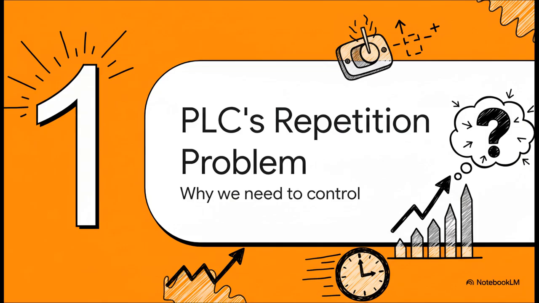Imagine a super simple instruction. Add 1 to a counter when a switch is pressed. Simple, right? But if that switch stays pressed for even half a second, the PLC might scan that logic 1,000 times, and suddenly your counter is at 1,000. That's not what you wanted. We need a way to tell the PLC, hey, listen up, only do this the very instant that switch first turns on, and not a single scan later.